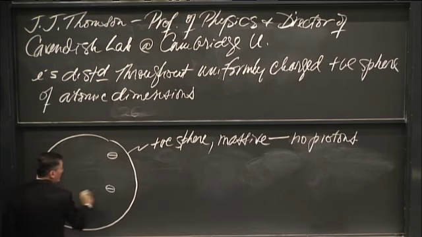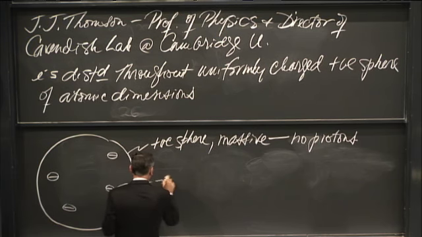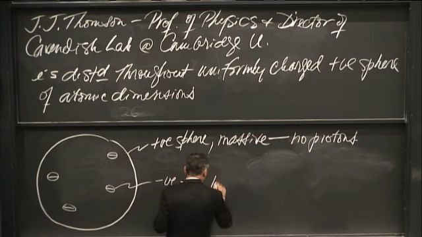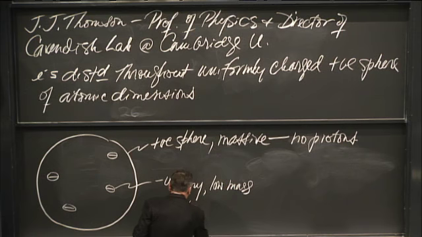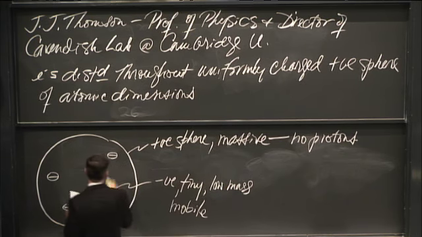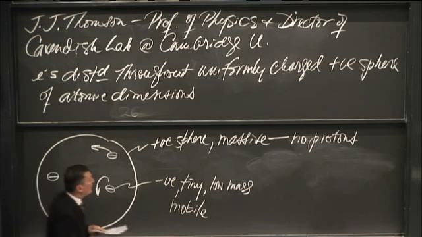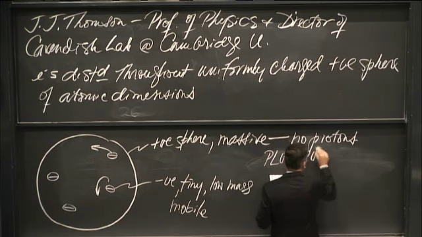And then the little electrons inside. The electrons are negative. They're tiny and low mass, and they're mobile. He didn't say much about how they move, but you can imagine that they move, and maybe they even spin, and so on. And this was known as the Plum pudding model.